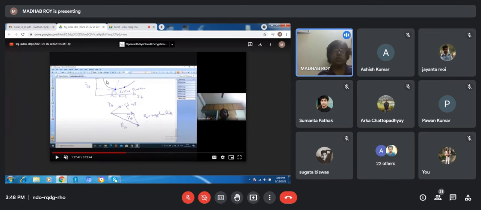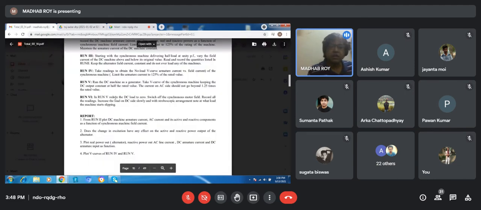Now if we do a no load condition, that means it will touch here. If we operate this, that is called the synchronous condenser, and it is used in industry for power factor correction. That is another very important application of the synchronous motor. So this is the fifth reading.